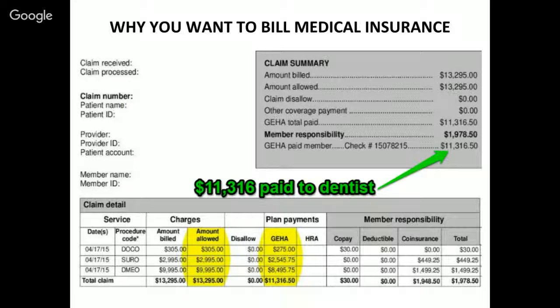Now remember, why do you want to bill medical insurance? Remember this EOB? This is why. Okay. If this dentist didn't bill medical insurance and just charged the patient, doing a huge disservice to the patient. Huge disservice. We're all being forced into having medical insurance, whether we want it or not, and that's not a discussion for today. We're all being forced into getting medical insurance. Why can't we use it? It's costing us an arm and a leg. Why can't we use it?